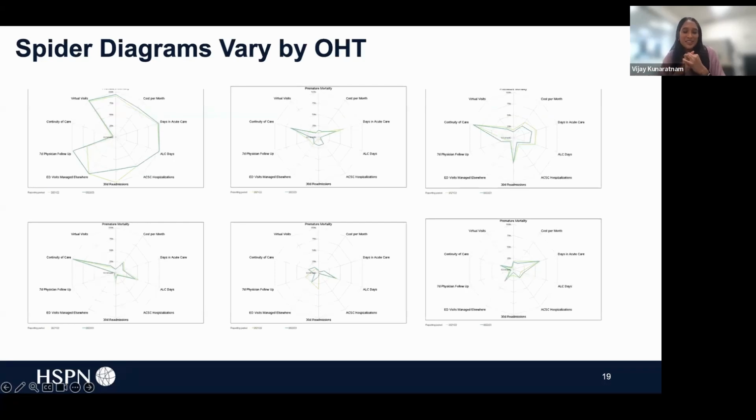And that was just a brief introduction to the spider diagrams as well as how to interpret them. I'm going to now hand it over to Walter to talk about part 2 of the report.